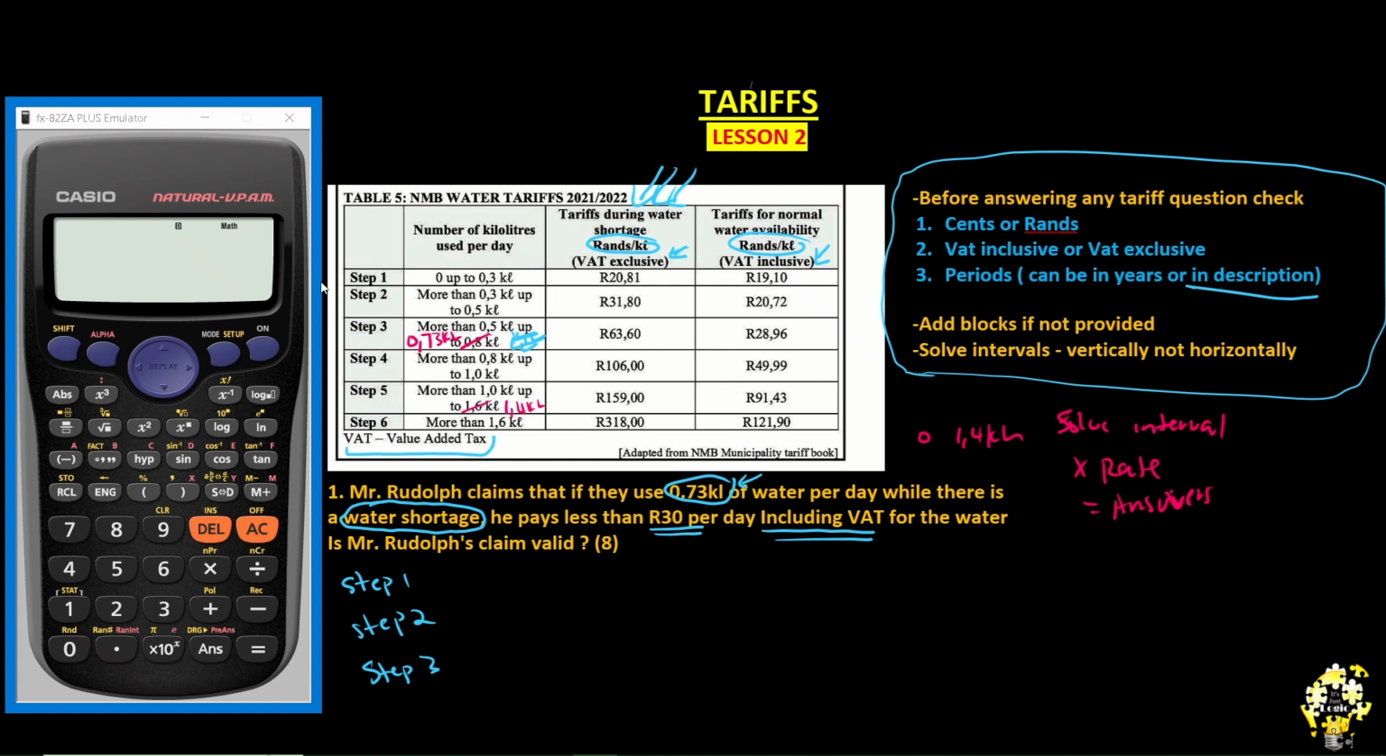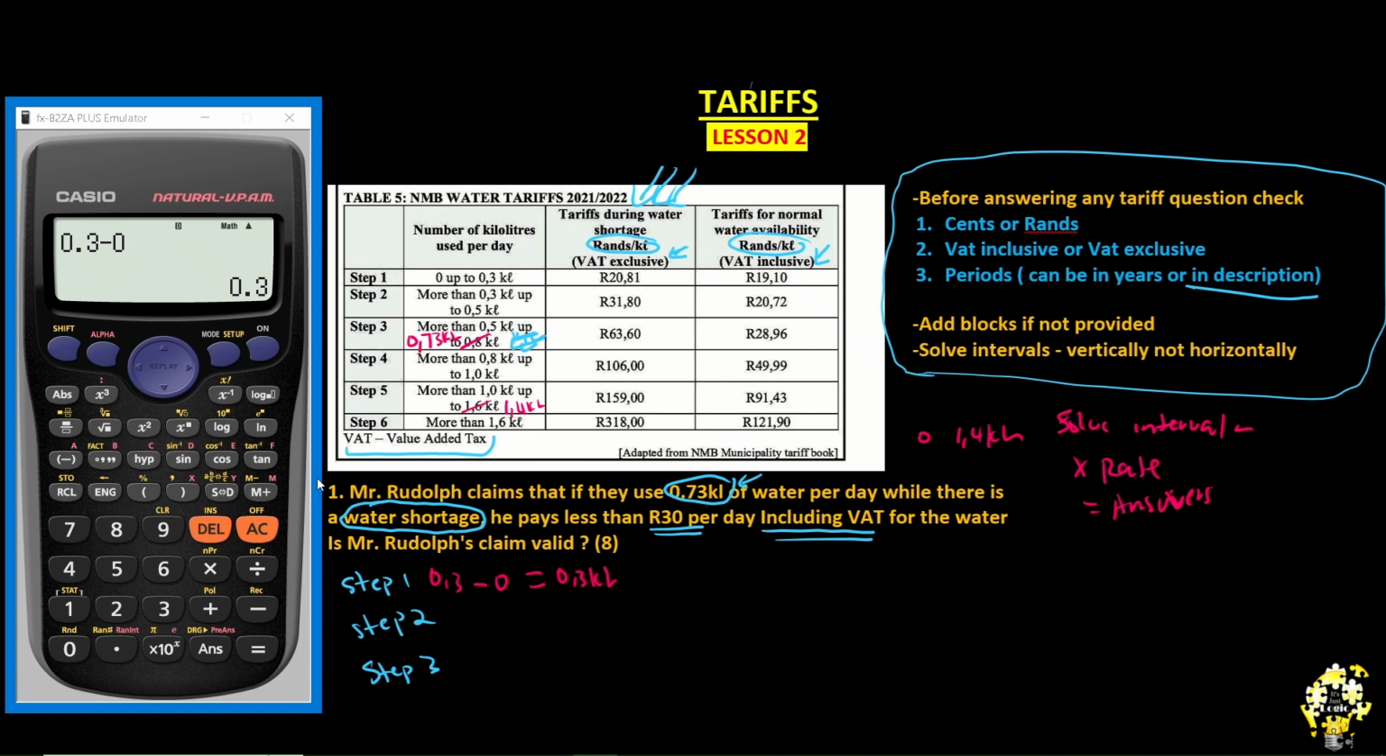Interval number 1, I said you have to do it horizontally. There is no other way you can do it because it's the first one and it has a 0. So it's more like saying 0.3 minus 0. What do you get? We haven't done this, have we? Nope, we haven't. Don't forget to do that. You will be doing yourself an injustice. 0.3 minus 0, what do we get? We get a 0.3 kiloliters. We have solved the interval.